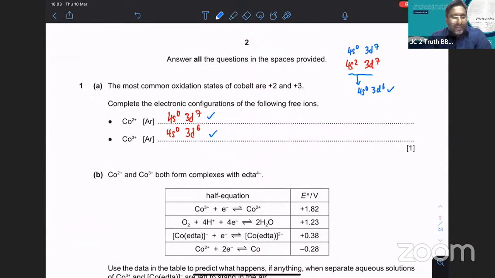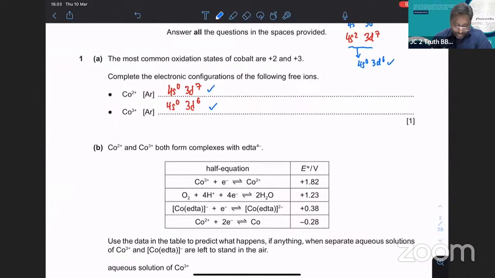Now the next part: cobalt 2 plus and cobalt 3 plus both form complexes with EDTA. The half equations are shown in the table below. Here they want you to use the table to predict what happens, if anything, when separate aqueous solutions of cobalt 3 plus and cobalt EDTA are left to stand in air.